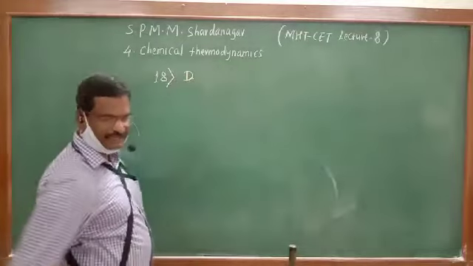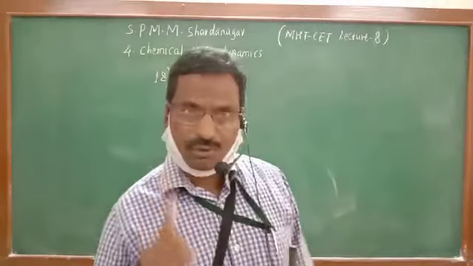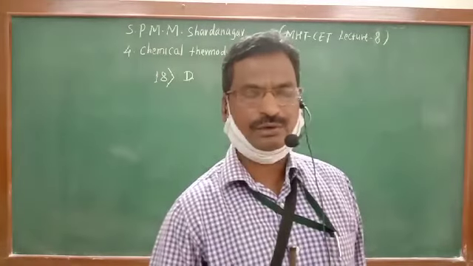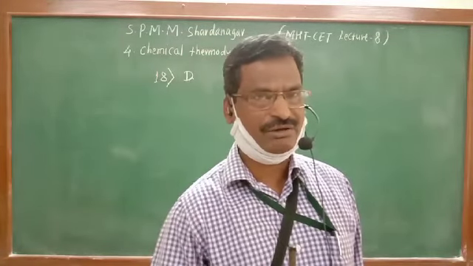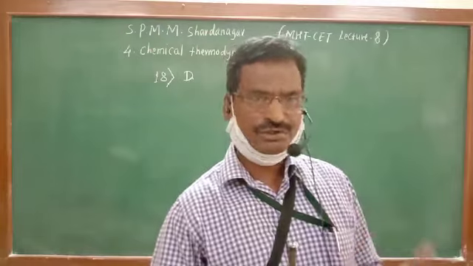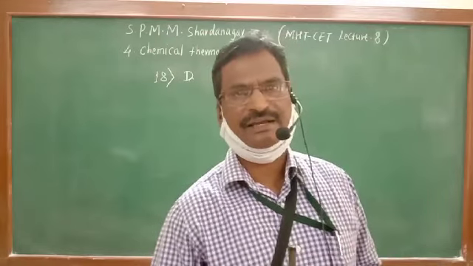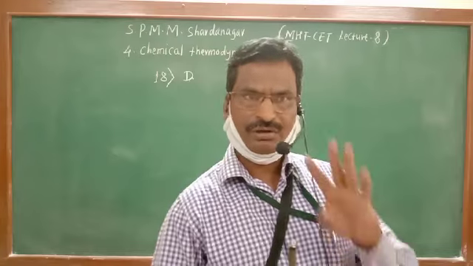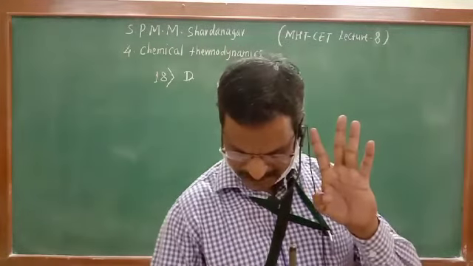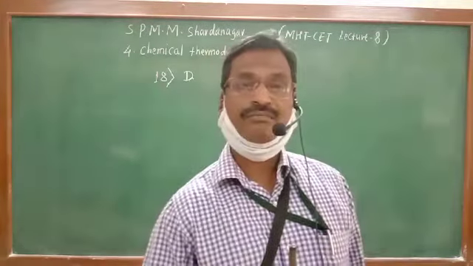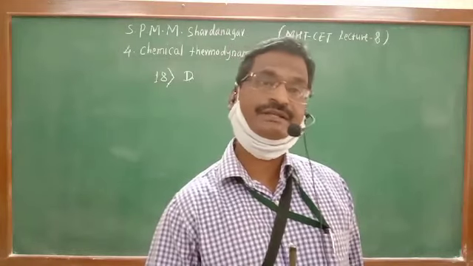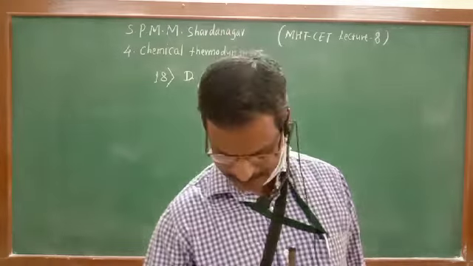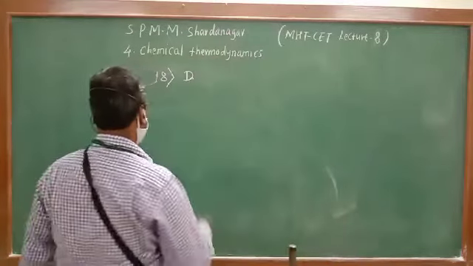For question number 18, we have to identify which of the four forms of energy they have given is not a form of internal energy. So the last option, number 4, is correct. Energy arising by gravitational pull is not internal energy. Now question number 19.